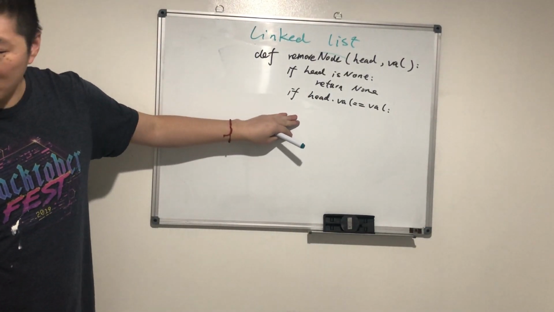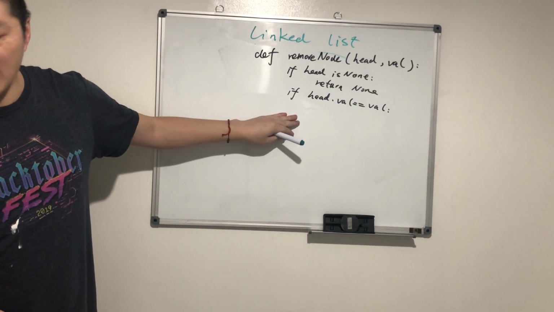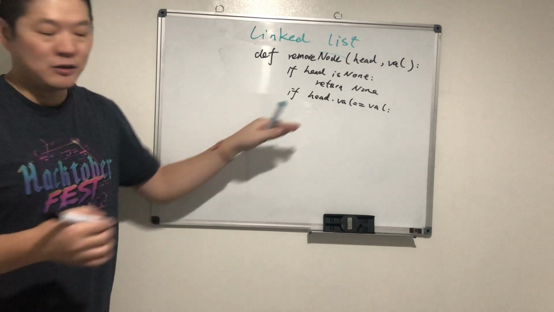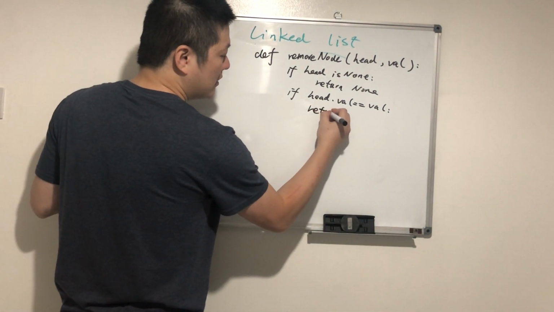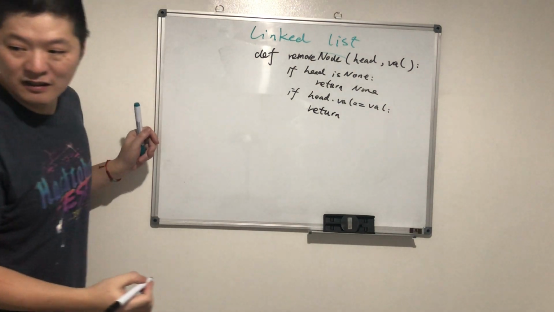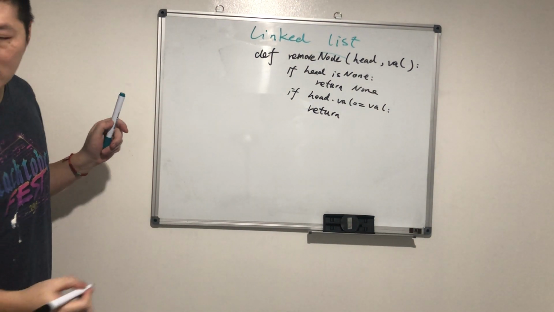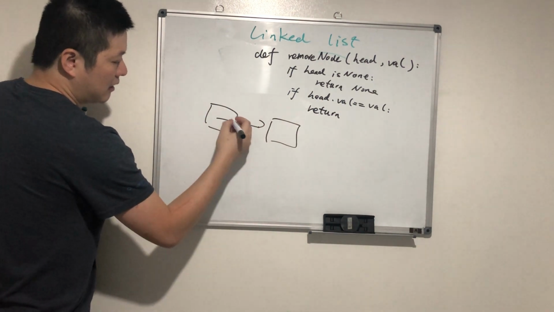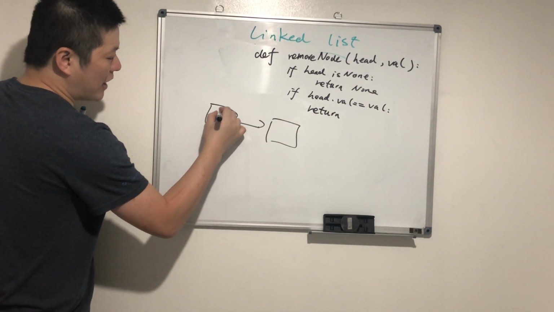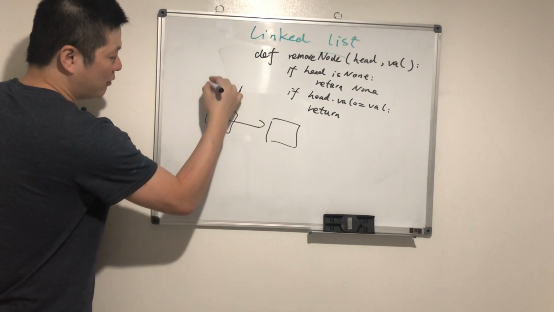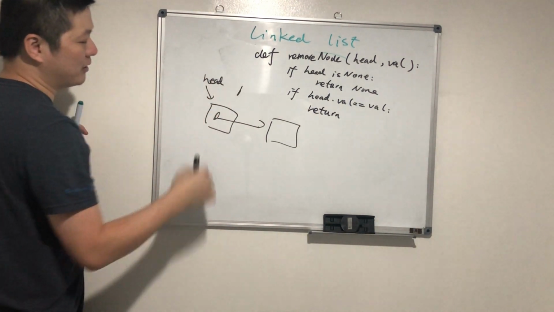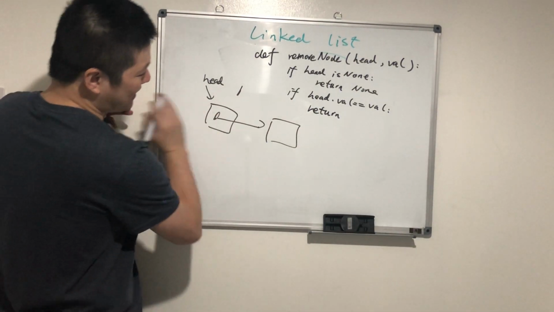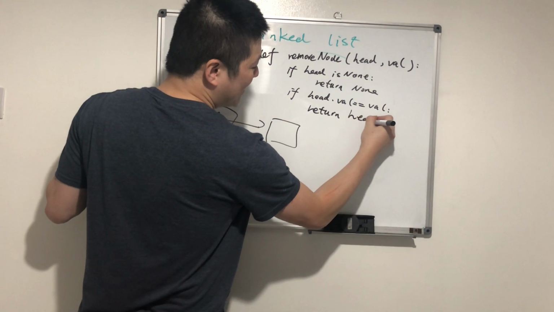So what happened here? If the head value is the value, return what? Look, this is 1 and we are removing the 1. This is head. So what should we do? Return head dot next, right? We just abandon this. We don't want it. Am I right?